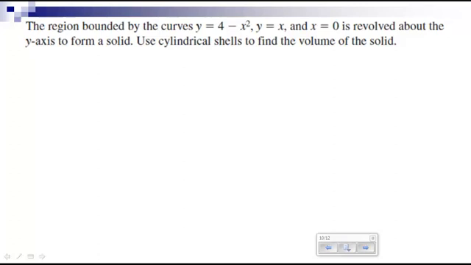Here's another problem, and this one specifically wants us to try to do it using cylindrical shells. They call them shells because they're hollow and they fit inside each other. Should we try it? What's the worst that could happen?